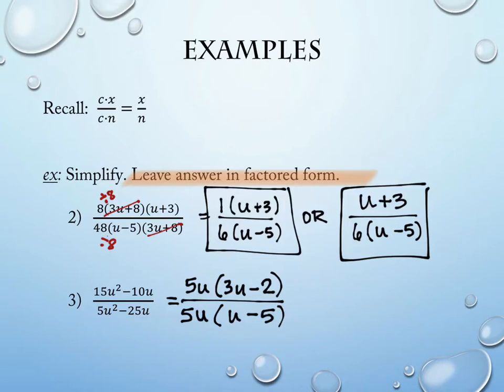So this time, the parts in parentheses don't match. So I can't cancel those. But the parts before them in the front do have pieces that match. In fact, they completely match, don't they? That doesn't always happen. It didn't happen on the last one, but it did here. So those would reduce, and I'd be left with 3u minus 2 over u minus 5.